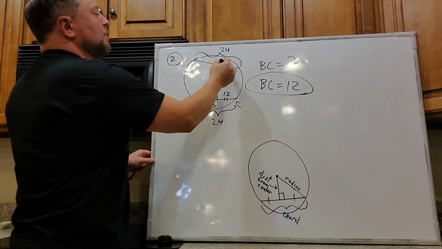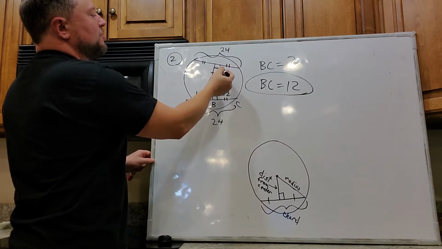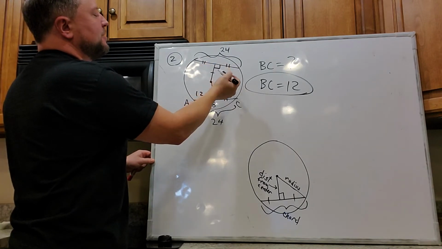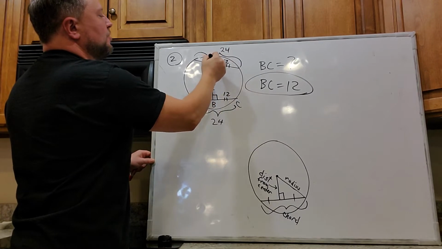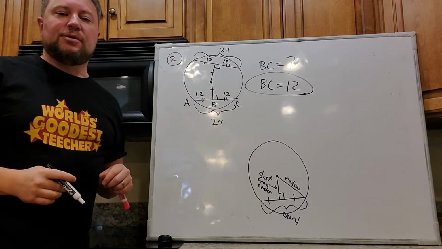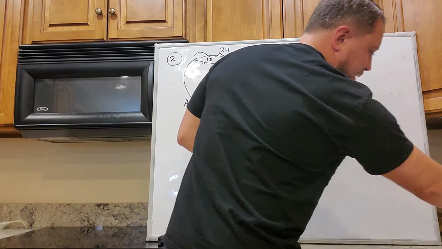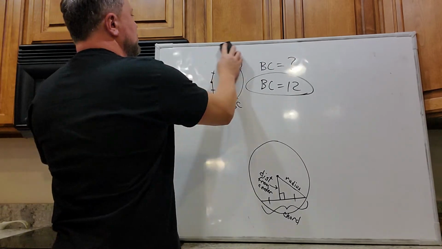Same up here. These two halves have to match because, again, the segment from the center of the circle at a right angle bisects it. So these are 12 and 12. So it's kind of like a mirror image, you know, they match. Okay, that was problem number 2.